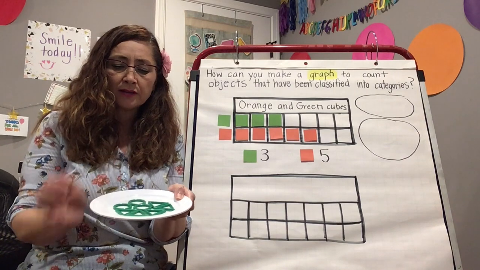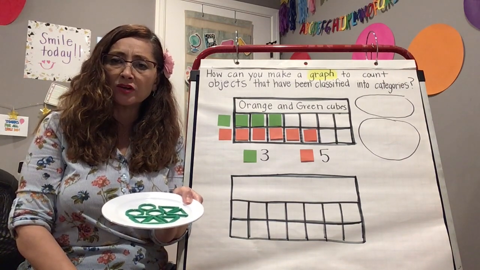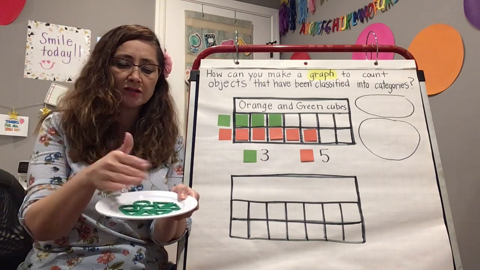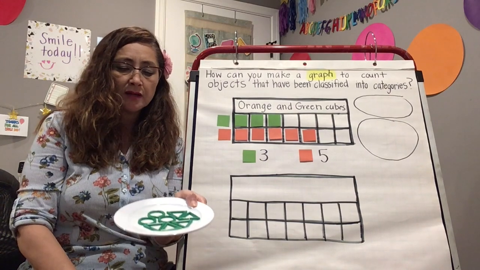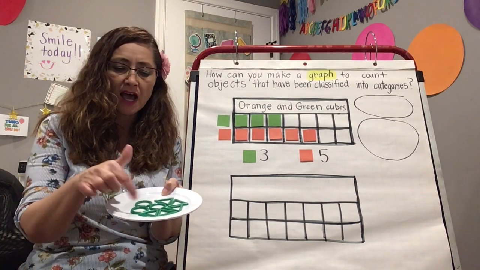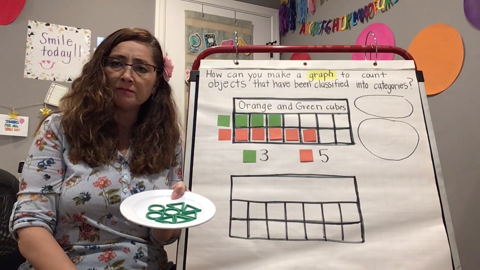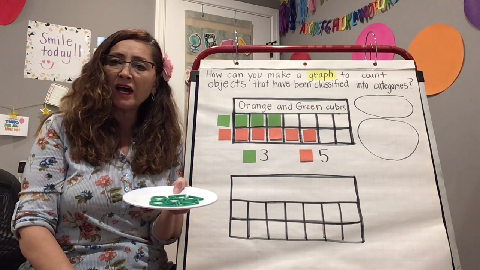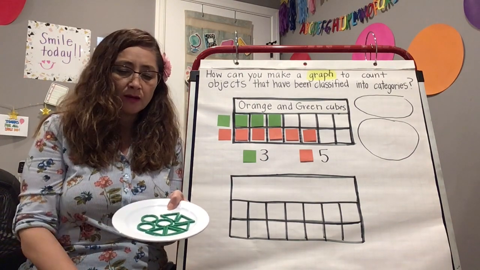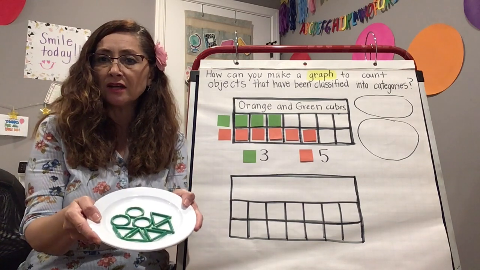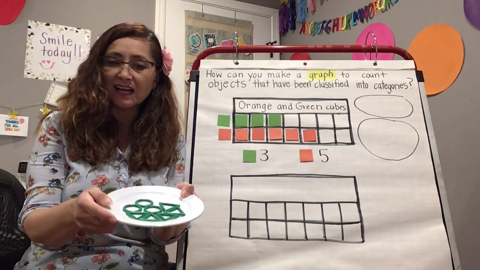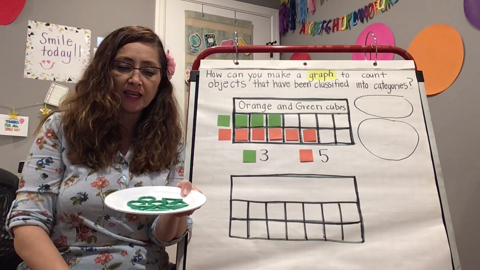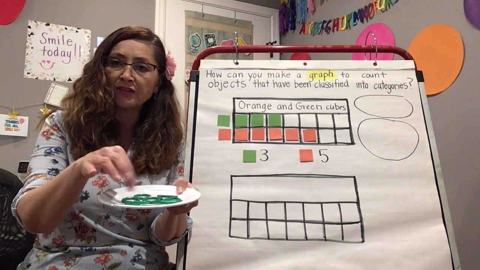Now, they are all green. So can I sort them by color? That's right, I can't because they're all green. So I'm not going to sort them by color. They are all the same size. So can I sort them by size? No, that's not going to help me. Now, what if I sort them by maybe something else? What do you think? Yes, that's right. We can sort these by shape because they're different shapes.